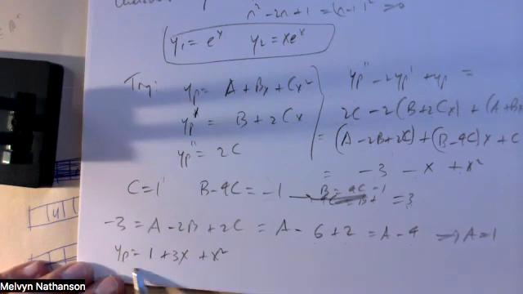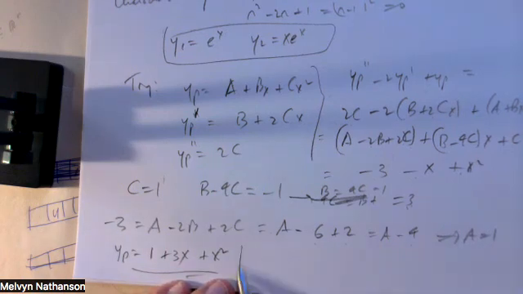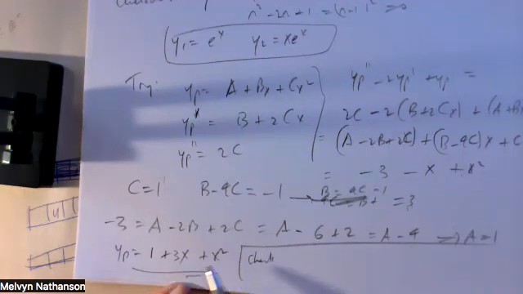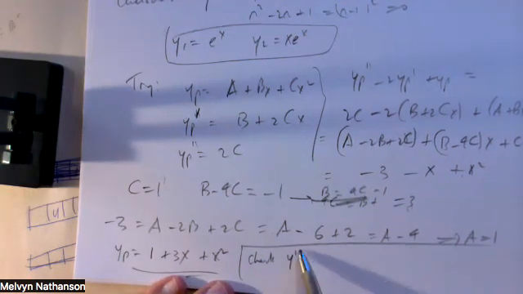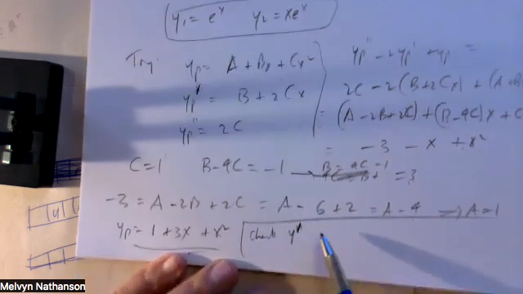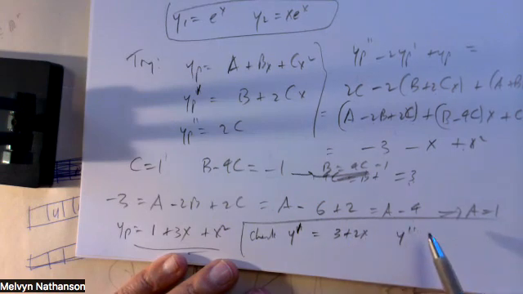So this is a particular solution of my differential equation. And let me just check. If this is Y, then Y prime is equal to 3 plus 2X, and Y double prime, I differentiate twice, I get 2.